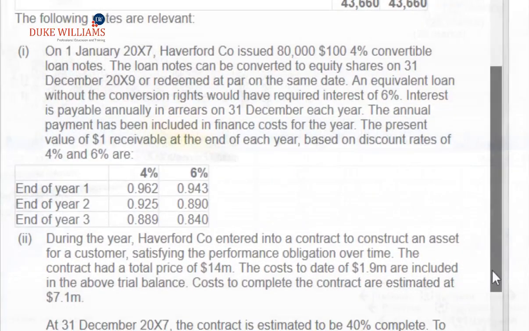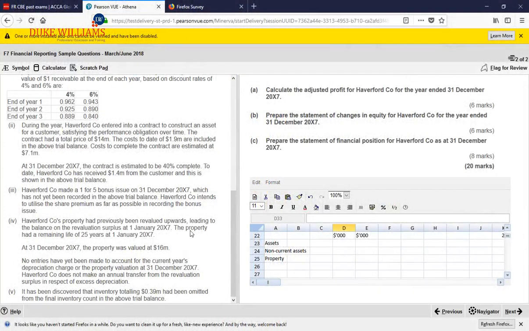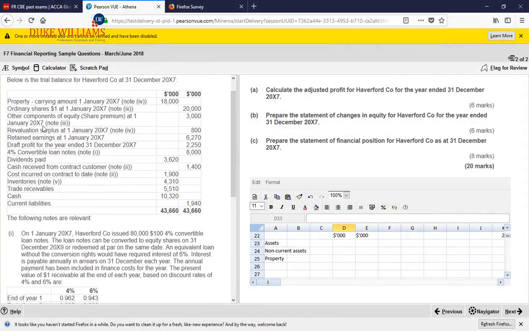We go to the next note, note 3. Note 3 is a bonus share issue. Our third co made a 1-for-5 share issue on 31st December, and take note of the date of the issue. It's on the last day of the year, which has not yet been recorded in the above trial balance. Our third co intends to utilize the share premium as far as possible in recording the bonus issue. Good. So let's see the share premium. The share premium was what was in the other components of equity, and which has a balance of 3,000.